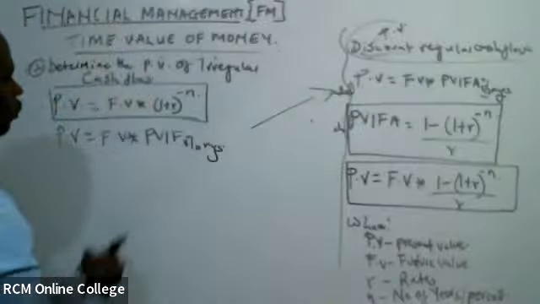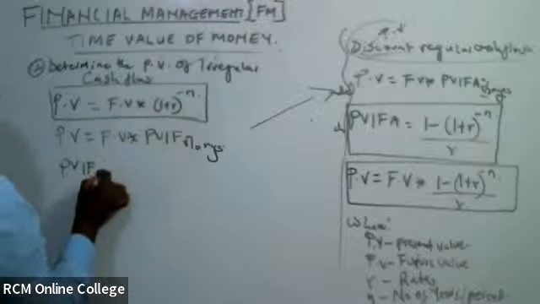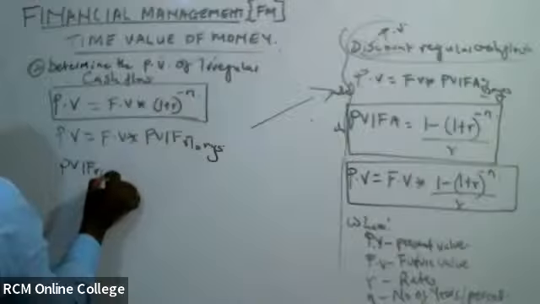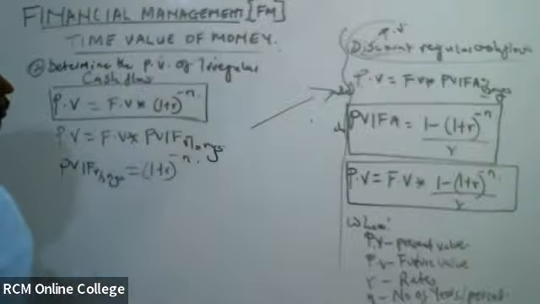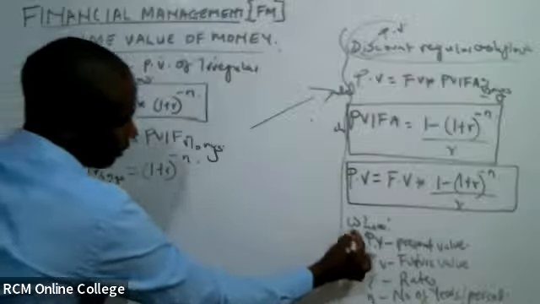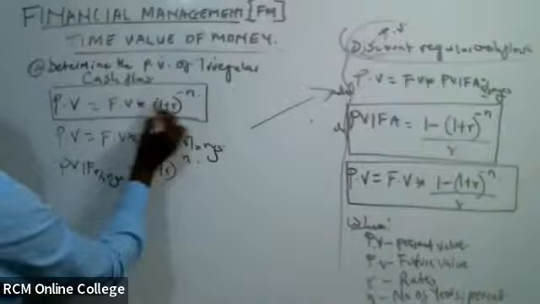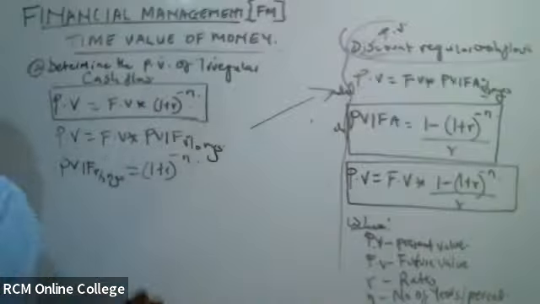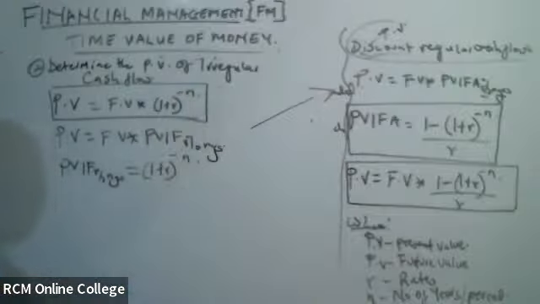So this PVIF, R% N years, is equal to 1 plus R raised to negative N. So that's when you come here and say where the present value, PV is the present value, FV is the future value, R is the rate of return or the discount rate, N is the number of periods. And you are done.